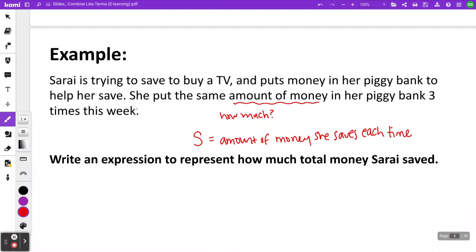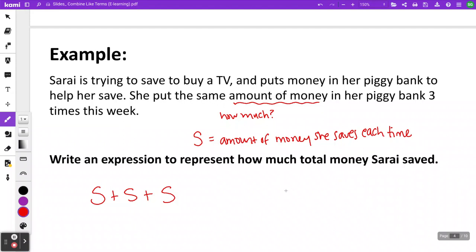One way you could write your expression for this is by saying S dollars the first time plus S dollars the second time plus S dollars the third time. This is one expression that represents the total money Sarai saves. But just like before, there's a different way you could think about this.